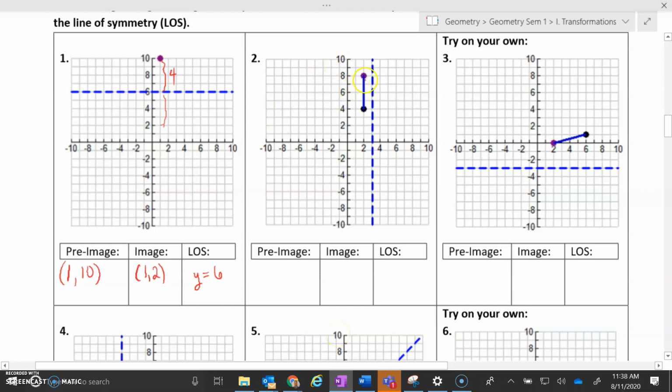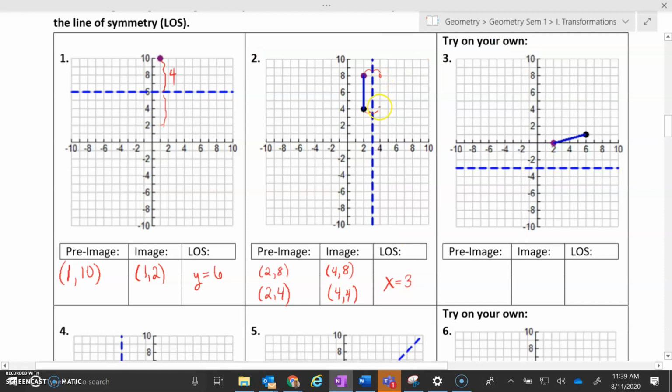If you're given a line segment, just do each point. So let's take 2, 8, and let's take 2, 4. And we're going to reflect it across the vertical line, x equals 3. So from 2 to 3, I've gone over 1 unit, so I just need to go over 1 more. So when we go over 1 more, we get the image of a line segment that connects 4, 8, and 4, 4.